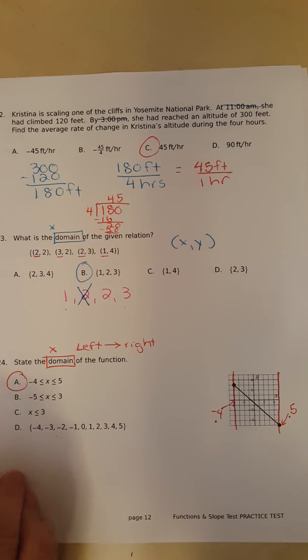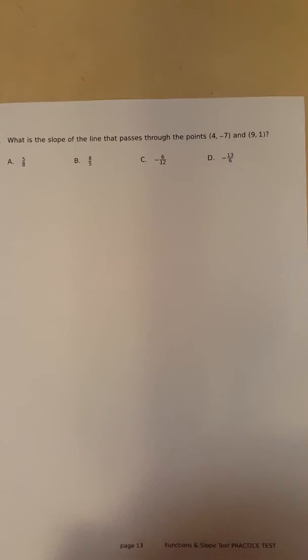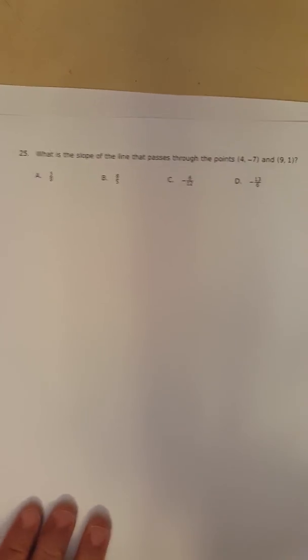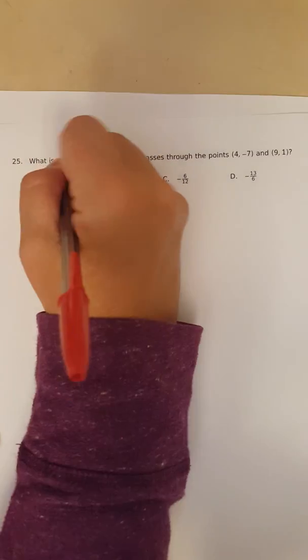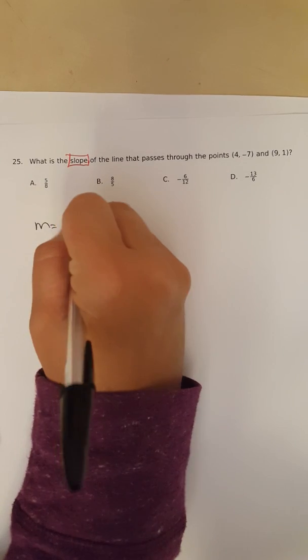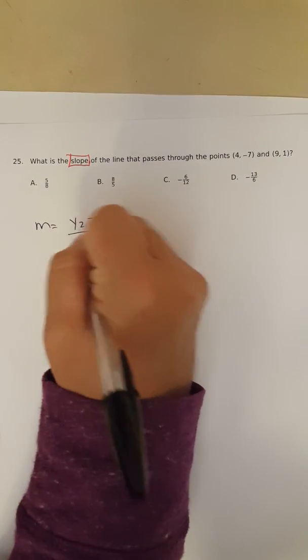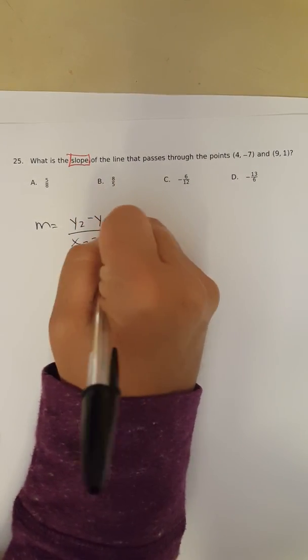Okay, one more problem here. We're going to look at question 25. Now, question 25 here, let me get that straightened out so y'all can see. Question 25 asks, what is the slope? All right, so we're looking at slope here of the line that goes through these 2 points. So slope, we're looking at change in y over our change in x.